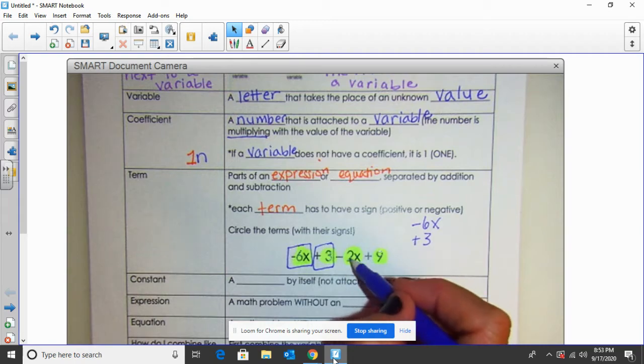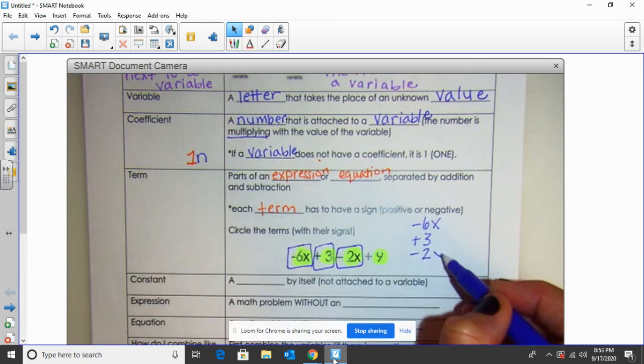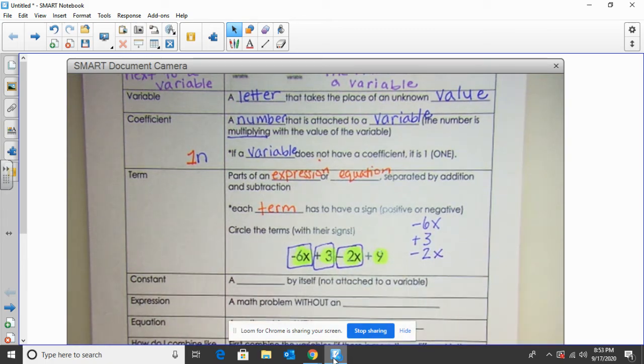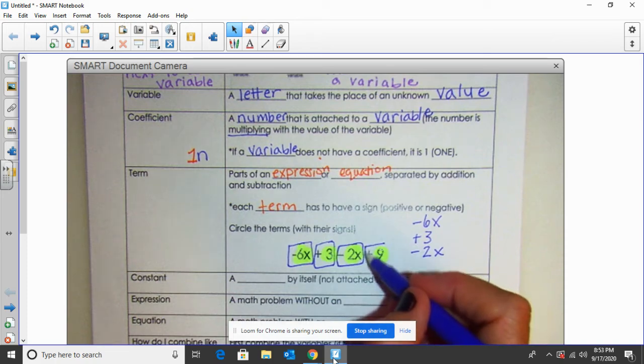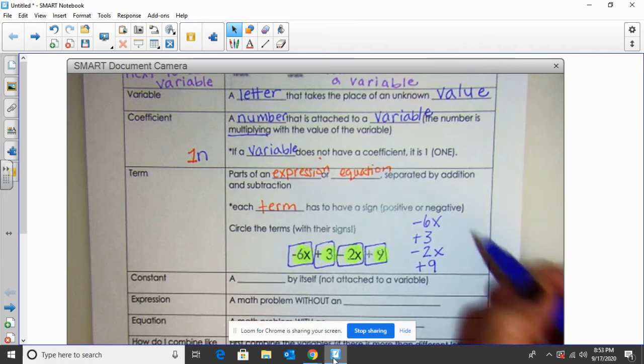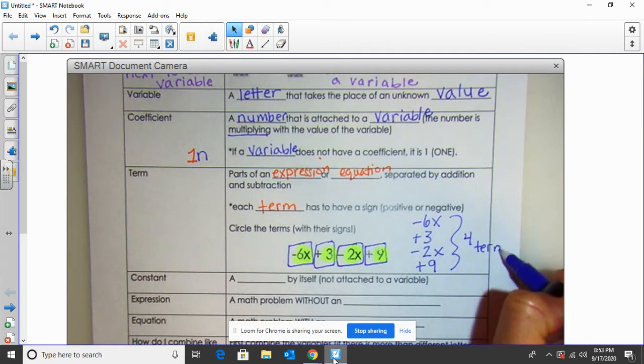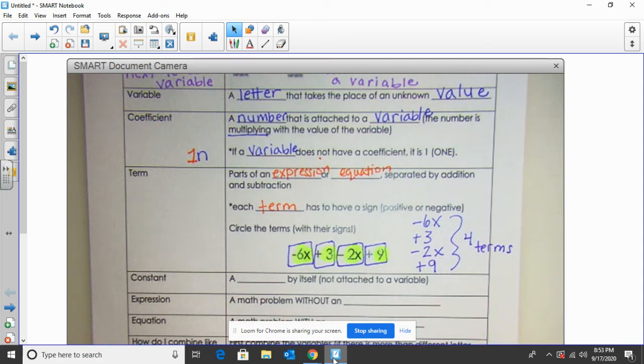This 2x, after the minus sign, if I were to pull the 2x out all by itself, I would have to bring that minus sign with it. So now I would read that as negative 2x. My 9 here, after the plus sign, is considered a positive 9. So in this problem, I have 4 terms, 4 different terms.